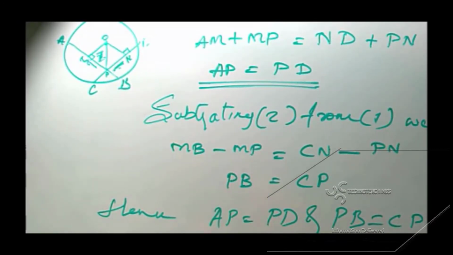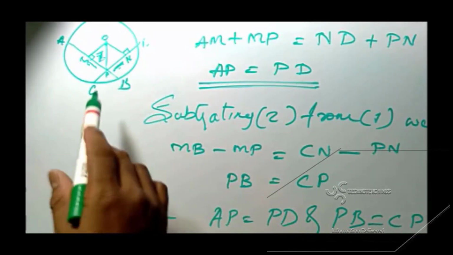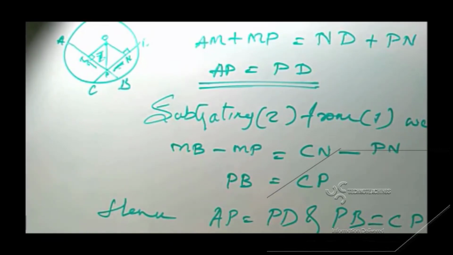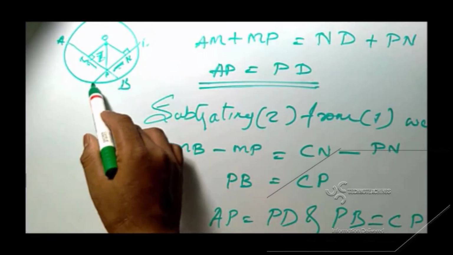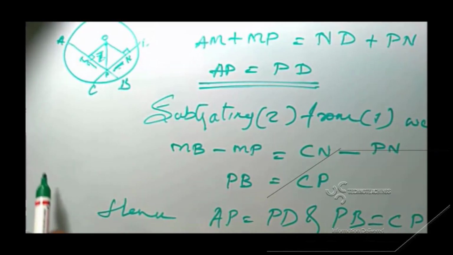So thus, when equal chords of a circle intersect within the circle, we have proved that the segment of one chord is equal to the corresponding segment of the other chord. So we'll see some more beautiful examples in this circle chapter in the next class.